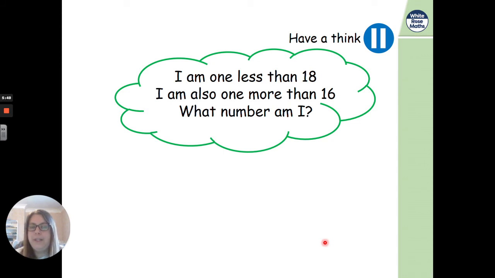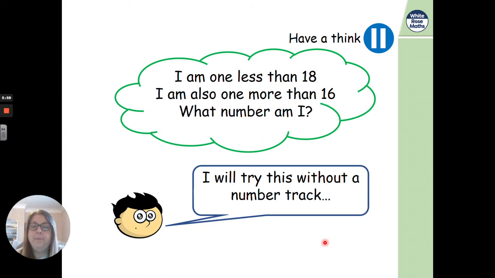So let's have a little bit of a think then. What number do you think I'm thinking of? I am 1 less than 18. I am also 1 more than 16. What number am I? The boy says he's going to try this without a number track. Do you think you could do the same? I'll read it again. I am 1 less than 18. I am also 1 more than 16. What number am I?